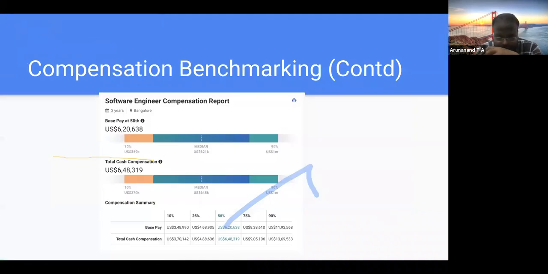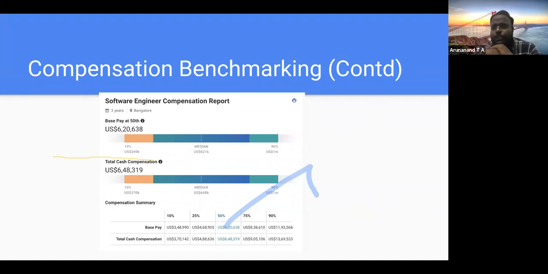So this is a report that I ran. If we have 2 minutes at the end, I'll show you how to do it. So I just benchmarked a software engineer salary for Bangalore, who has 3 years of experience, etc., etc. And this is how salary benchmarking data will look. So this is very primitive. I took it from Payscale.